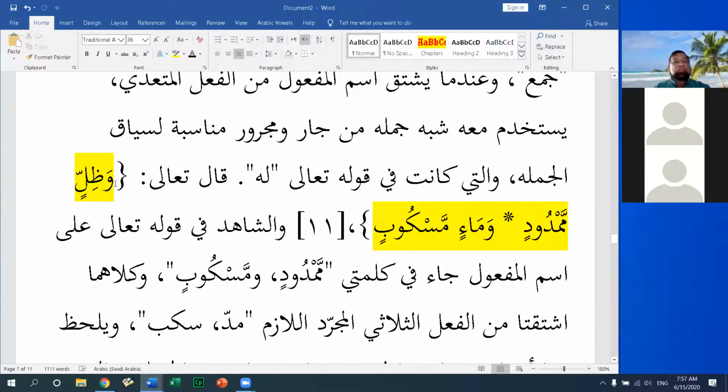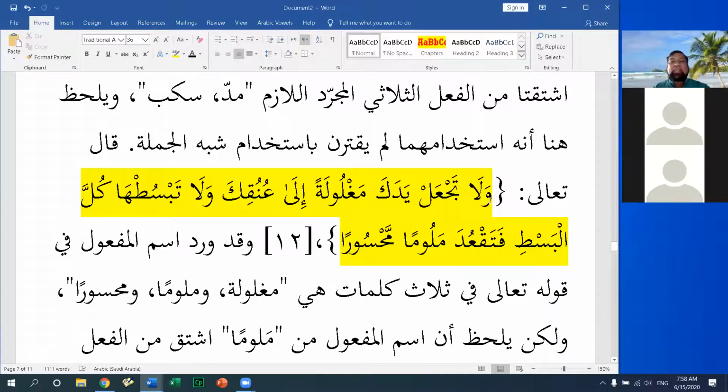وظل ممدود. From مد يمد اسم المفعول ممدود. وماء مسكوب من سكب يسكب فهو ساكب. والماء المسكوب means to be poured. وماء مسكوب اسم المفعول من سكب مسكوب.